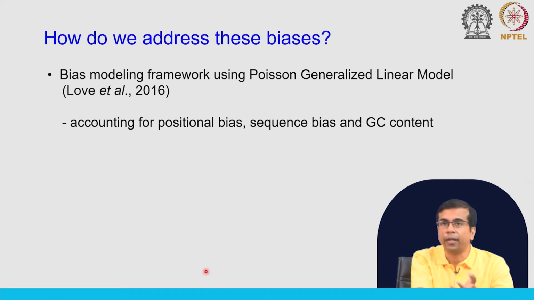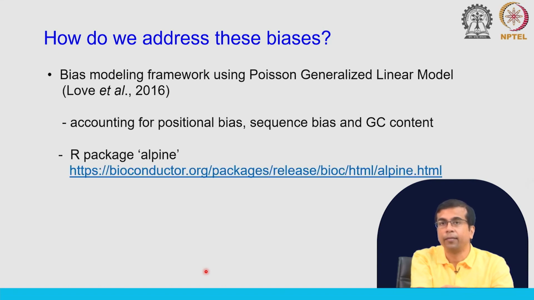These are the 3 major biases that we have discussed previously, and they have also developed a package called Alpine, and again it is an R package that you can download and apply to your own data. Now, we will see that most of these packages for transcriptomic analysis are developed as R packages, and we would have to use R to analyze these data sets. So, we will do that in the hands-on part.